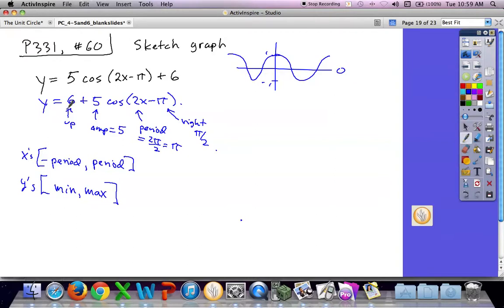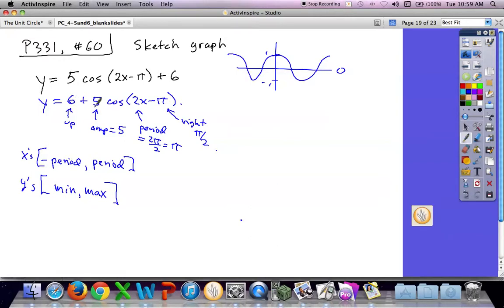If I shift the whole thing up 6, now the middle of the graph is going to be at 6. But the amplitude is 5. So what's the maximum value you're going to get out of this function? If the middle is at 6 and the amplitude is 5, it's going to go up to 11. And what will be the minimum? Positive 1. 6 minus 5.